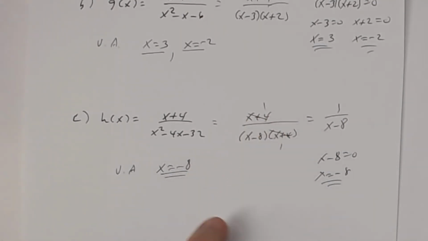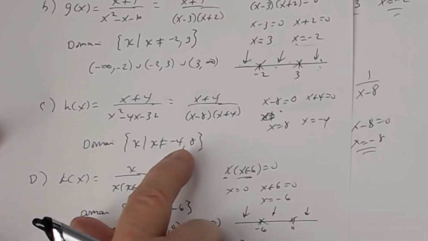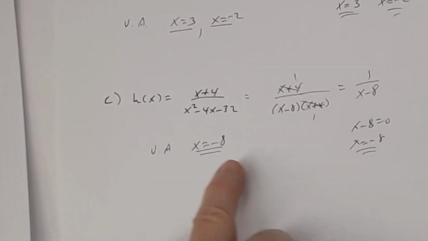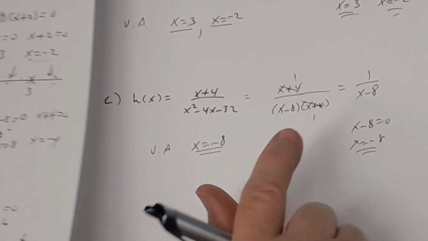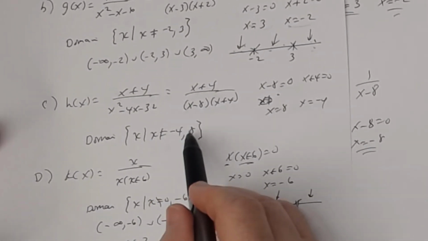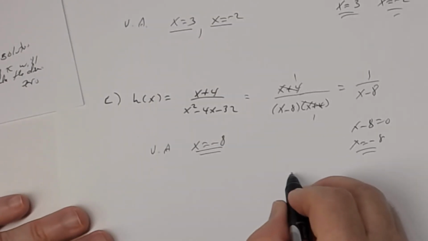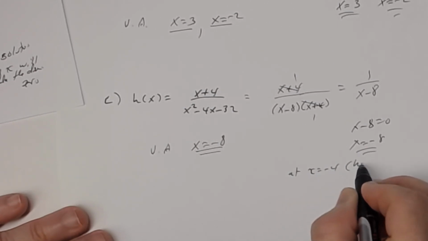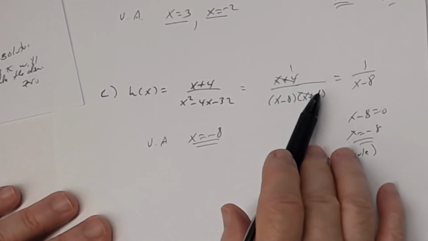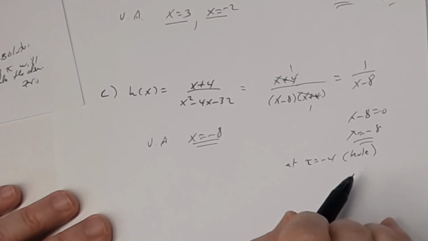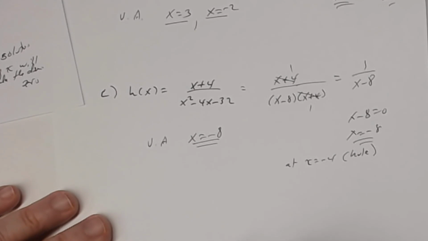You see how the domain here was all real numbers except two values of x, and there was only one vertical asymptote. So that means that when x is negative 4, you're going to have a hole in the graph, H-O-L-E. So at x equal negative 4, there's going to be a hole in the graph. So when you reduce, that factor that's reduced produces a hole in the graph. It does not produce a vertical asymptote. It produces a hole.